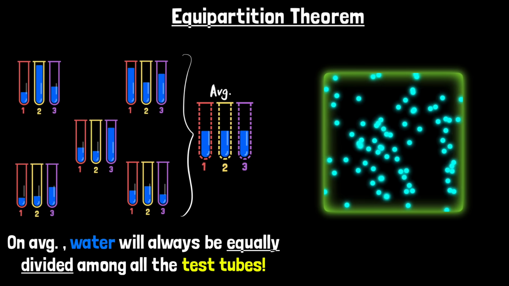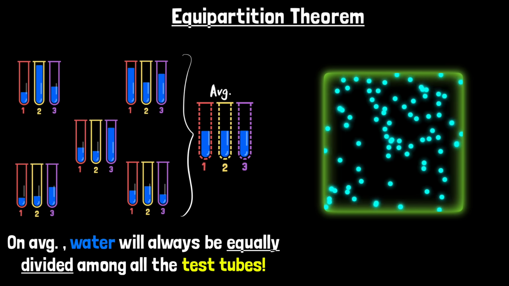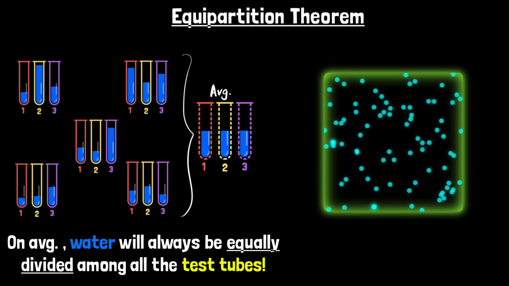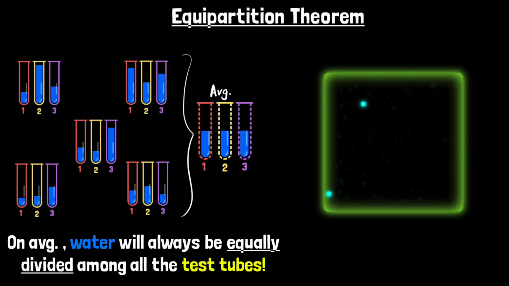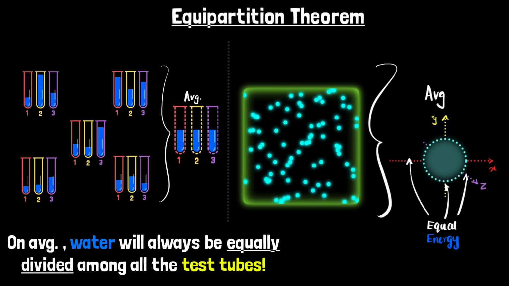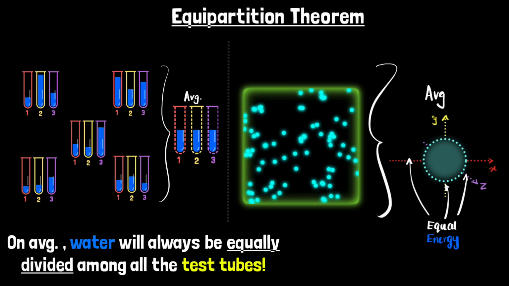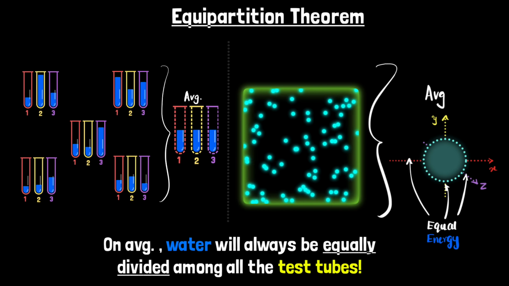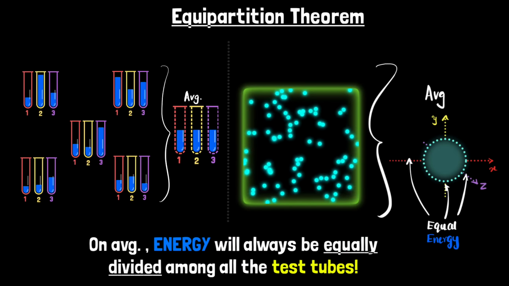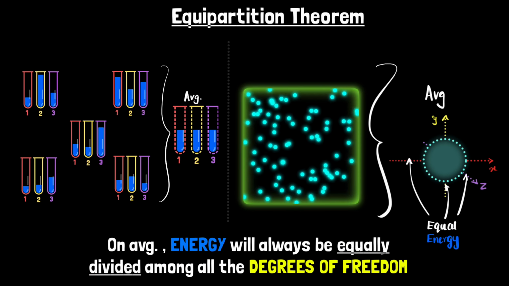But anyways, just like with the test tube, some molecules over here will move fast, some would move slow, and some would have more energy in the horizontal axis, others would have more energy in the vertical axis. But since there's no preference for any axis, on average, the energy has to be equally distributed among the 3 directions. That's what the equipartition theorem says. On average, energy, not water, is equally distributed among various degrees of freedom.